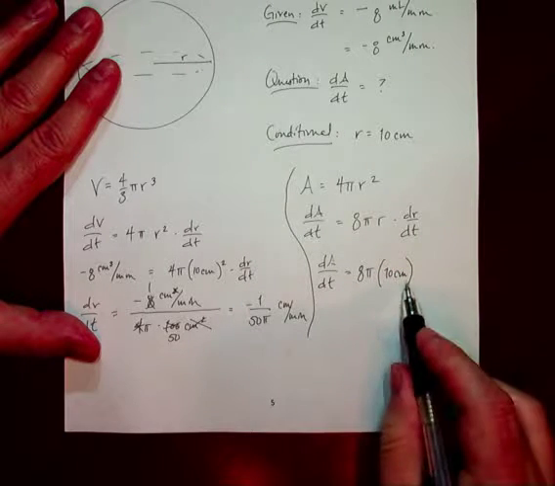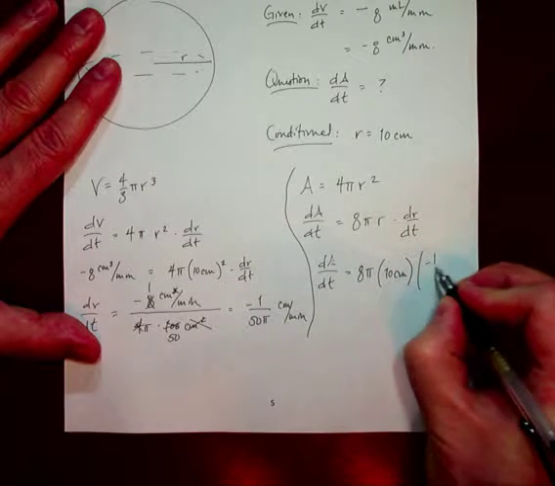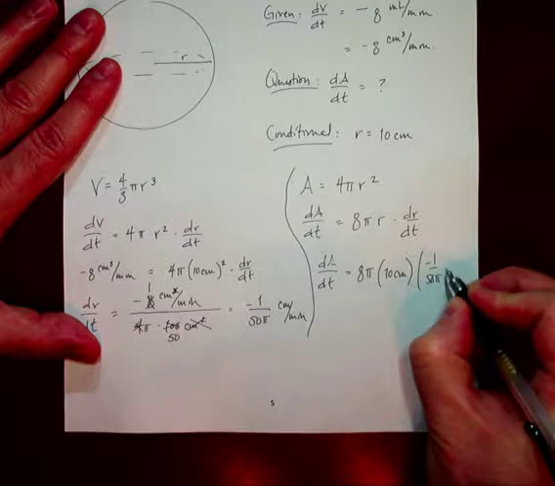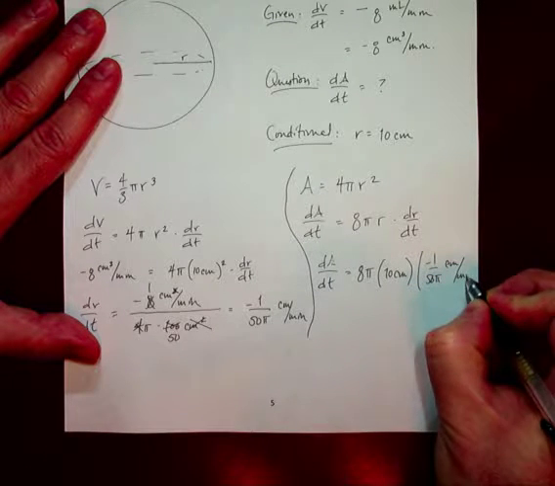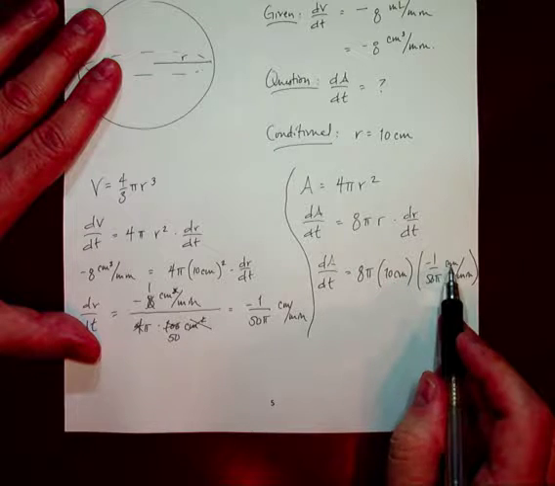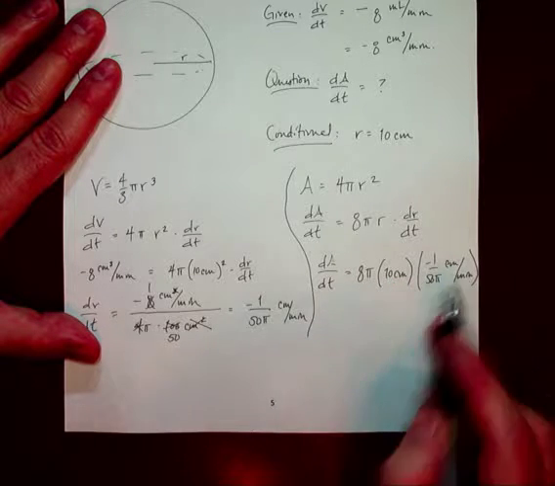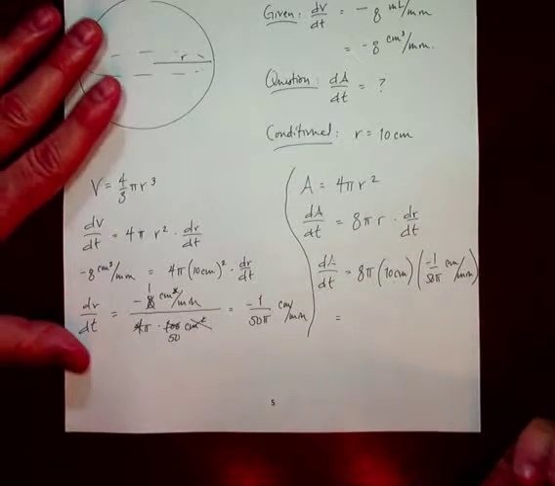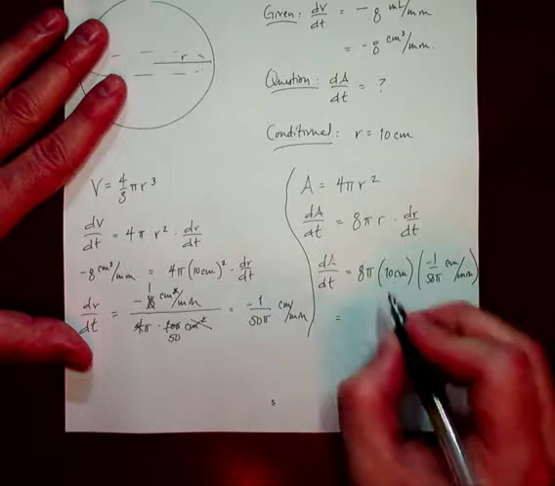And I basically plug in 10 right here, and dr/dt becomes negative 1 over 50 pi centimeters per minute. Now, centimeters times centimeters, when I multiply this all out, it's going to be centimeters squared per minute. That actually is what it should be.